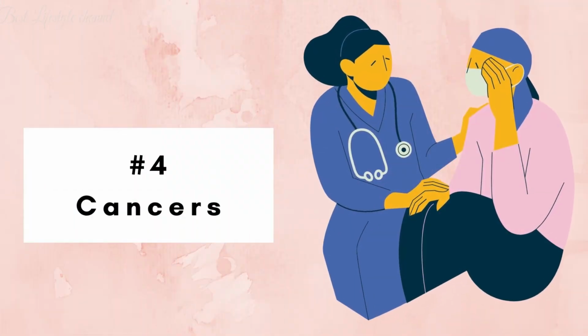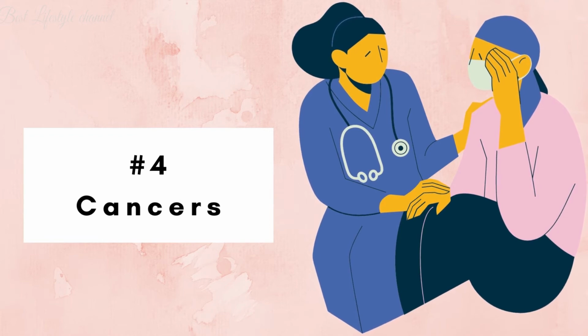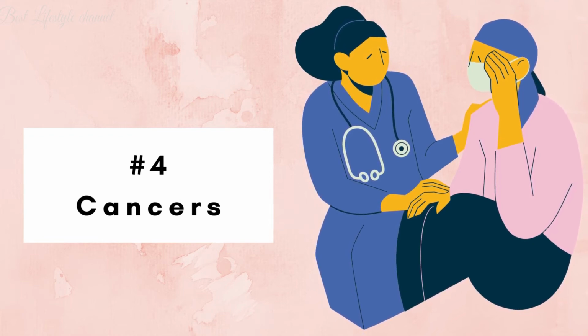Number 4, cancers. Evidence shows the relationship between obesity and cancers such as breast, uterus, colorectal, kidney, pancreas, and colon cancers. Significantly, the role of abdominal obesity in the occurrence of cancers is more evident. Along with other causes of cancer, obesity is an important factor. Along with other factors, it is the cause of acceleration of cancer.